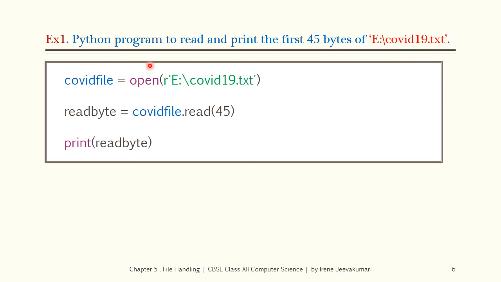Now let us consider the program statement. Here the file object covid file is created equal to the open function, which is used here to open the file and to create the link with the file object. The open function takes two arguments. The first argument must be the file name and the second argument must be the file mode, which is an optional argument. Let us consider the file name now.